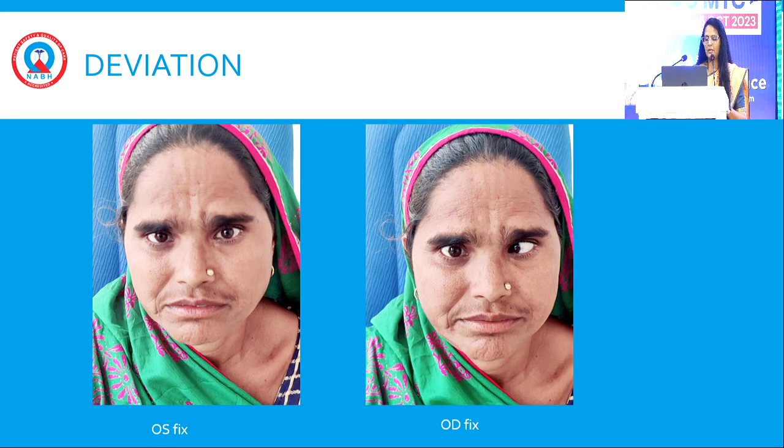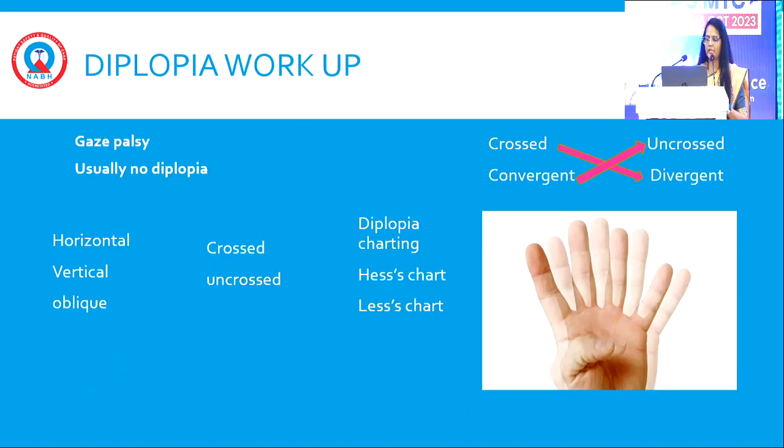Deviation we have to measure. You can see that with the left eye fixing, it is almost ortho. But when the right eye fixes, you know, secondary deviation is always more than primary deviation.